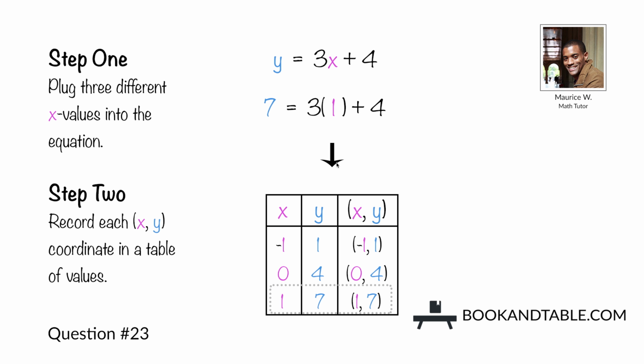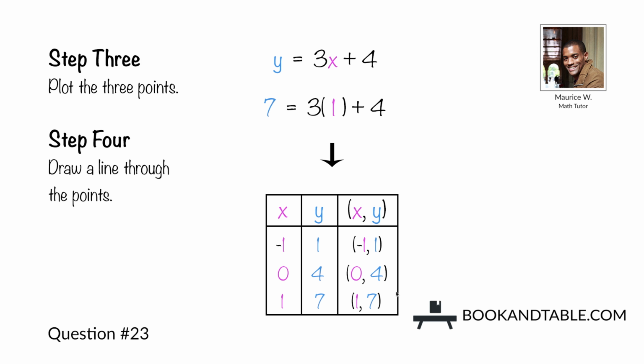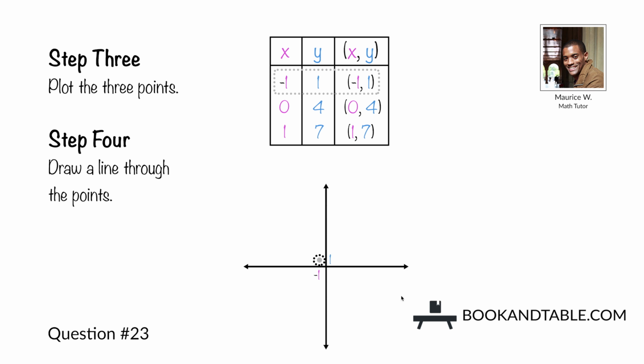And then the third value, we'll plug in 1 for x. 3 times 1 is 3. 3 plus 4 is +7. So the third point we get is 1, 7. So these are 3 coordinates that we can plot onto our coordinate plane. And then the last thing we'll do is we'll draw a line through the points to get our sketch.